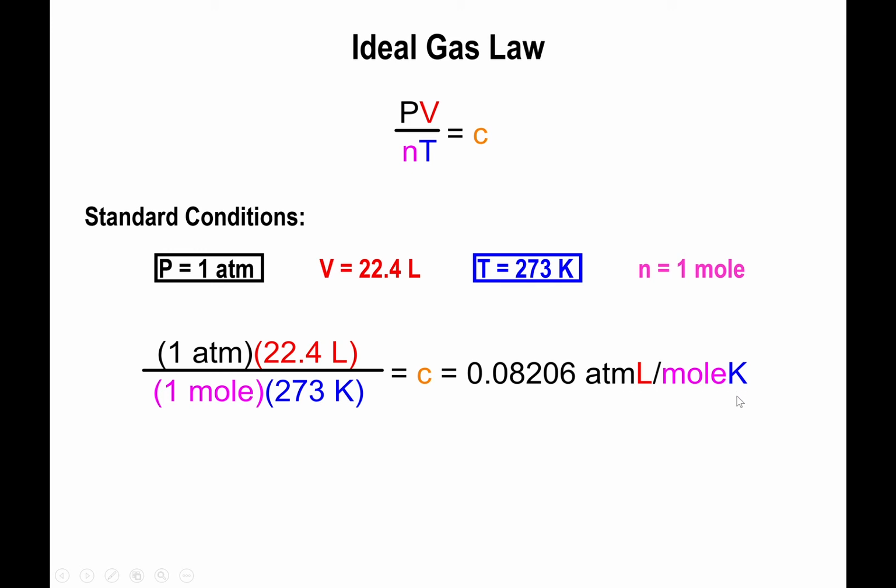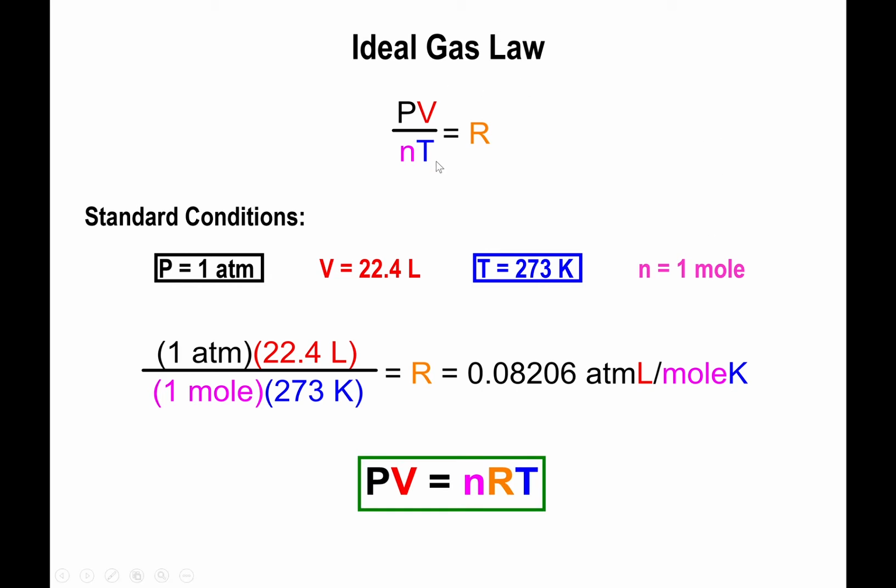This is the value of the ideal gas constant, and we refer to it with a specific letter, the capital R. So capital R stands for 0.08206 atmosphere liters divided by mole Kelvin, and is the gas constant of the ideal gas law. The last thing that happens is that we rearrange the equation to have no denominator. So we cross multiply everything by moles times temperature, and we end up with pressure times volume equals moles times gas constant times temperature, or in other words, PV equals nRT. This right here is the ideal gas law.